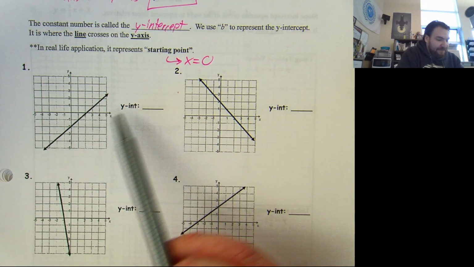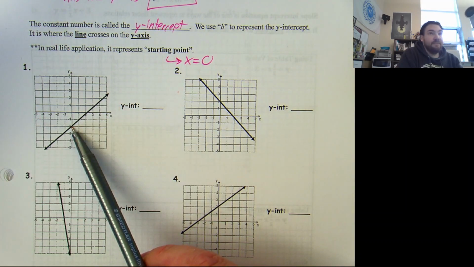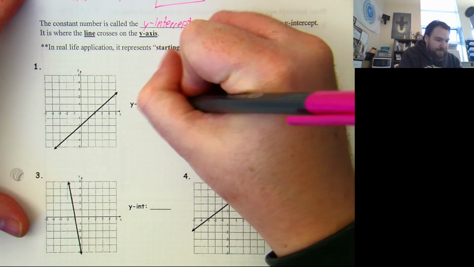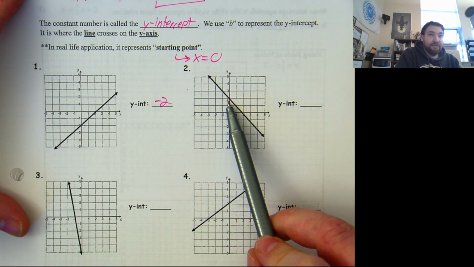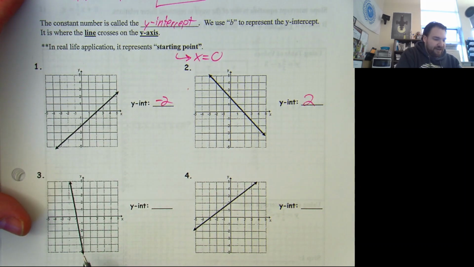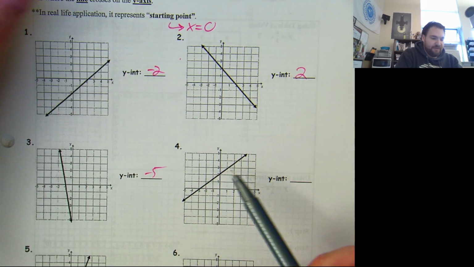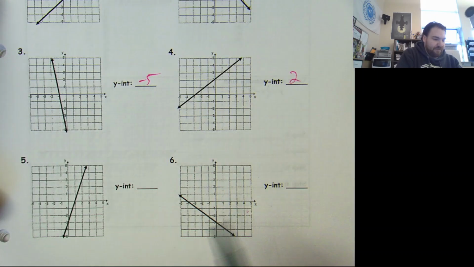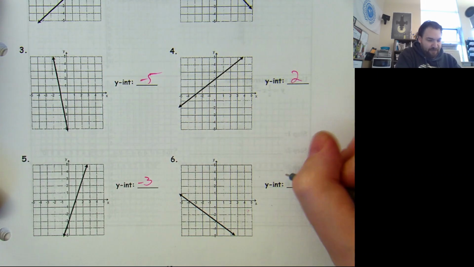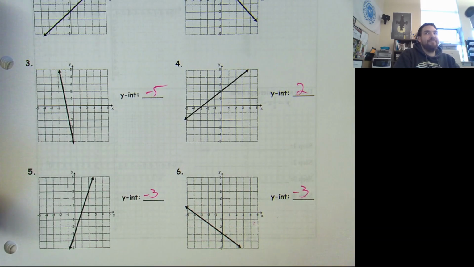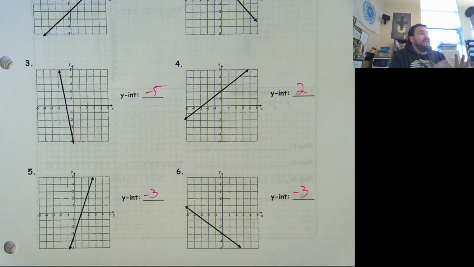So the y-intercept here is, what's the y value where this line crosses that grid right there? -2. What's it here? +2. What's it down here? -5. What's it over here? +2. You betcha, and you betcha. What this lets us do is it now lets us start building the equation. I have one more page for you to flip to.